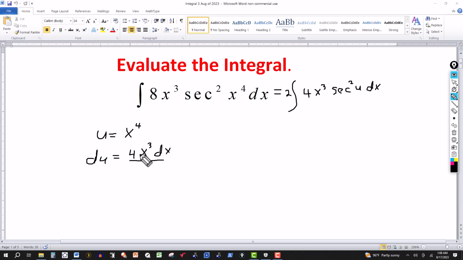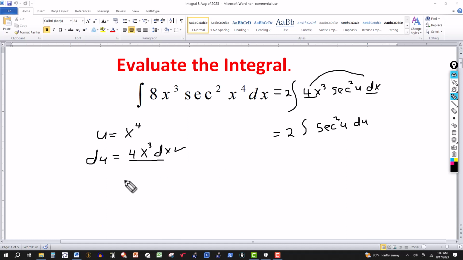And now over here, I've got 4x to the third dx is the same thing as the du. So notice here I have a product of 4x to the third and dx. Right there. The same thing as what I have right here. That can be replaced by du. So this is going to be 2, the integral, and 4x to the third dx is going to be your du. I'll leave the secant squared u the way it is. And this becomes 2 du.